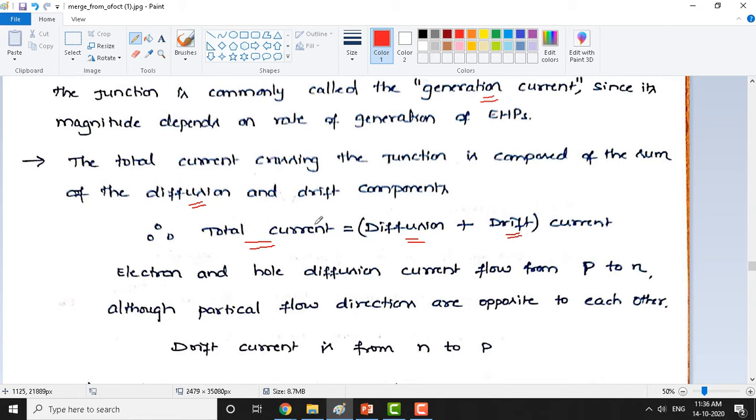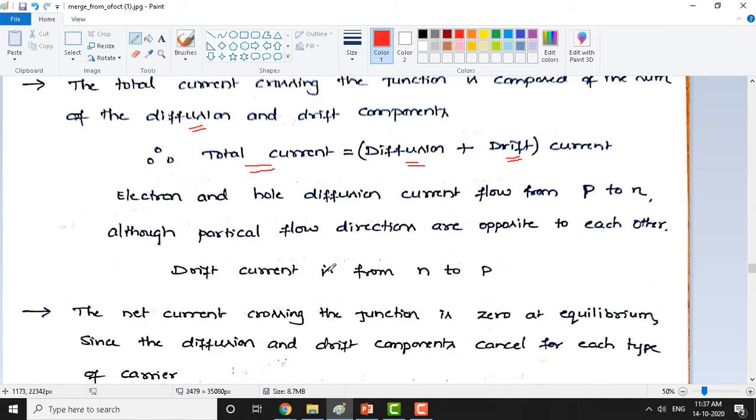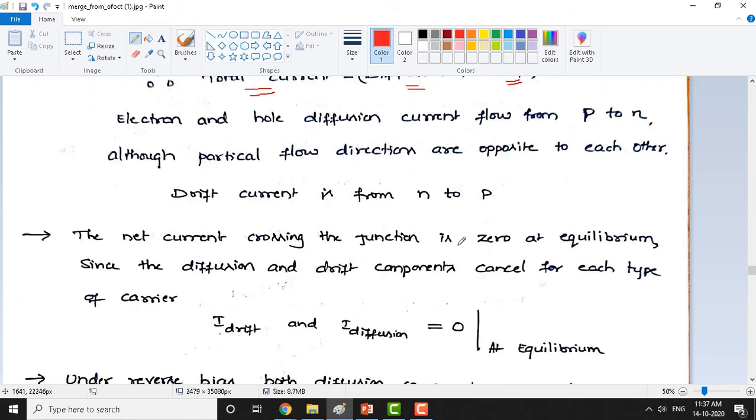Okay, so electron and hole diffusion current flow from the p to the n side, although the actual directions of flow are opposite to each other. The drift current is from the n to the p side. We'll see all those directions of current in the upcoming diagram. So the net current crossing the junction is zero at equilibrium conditions.